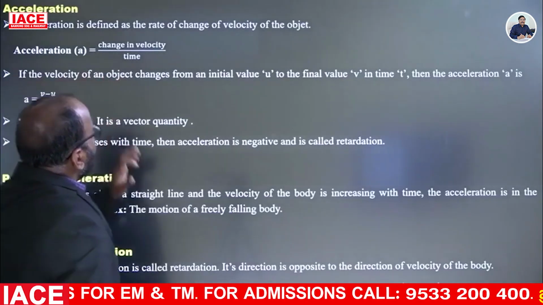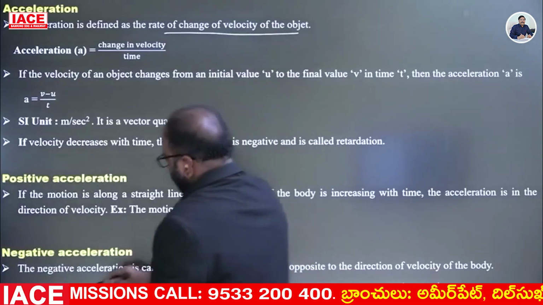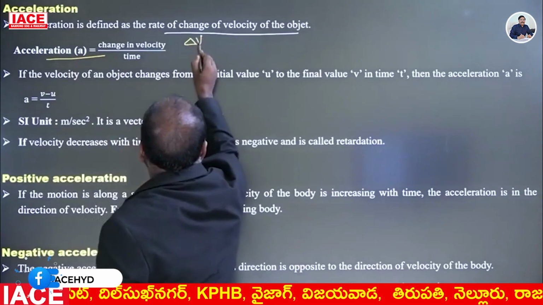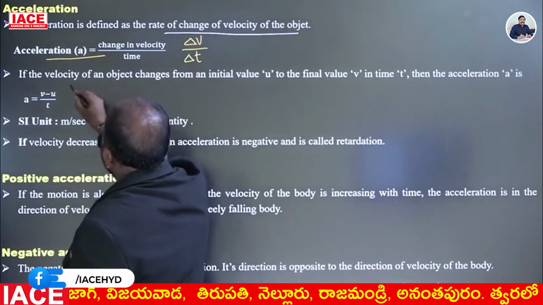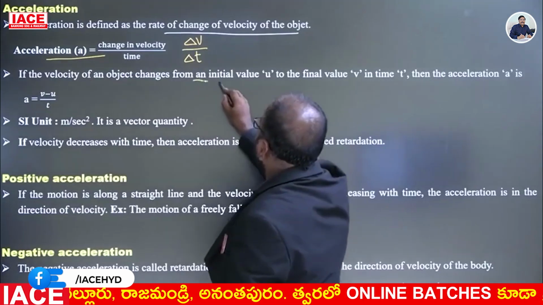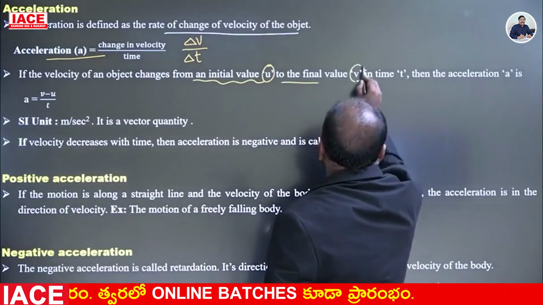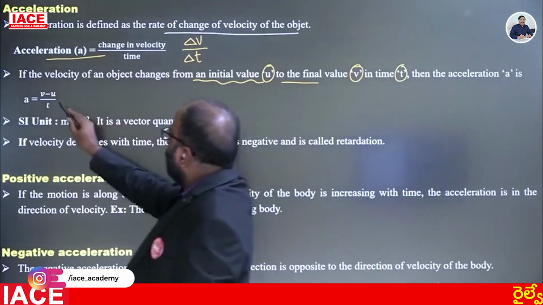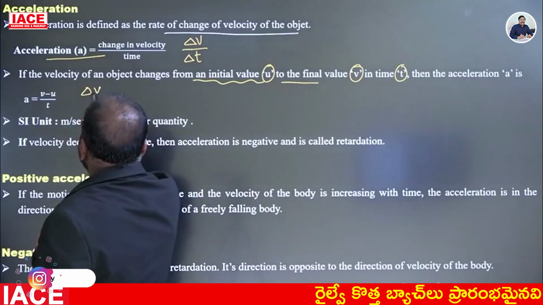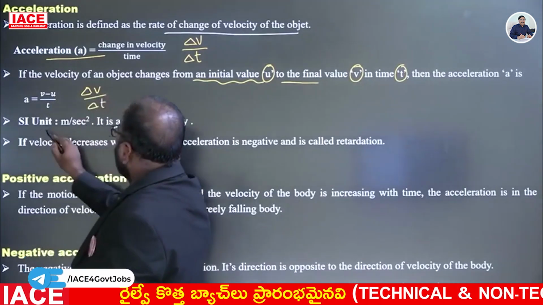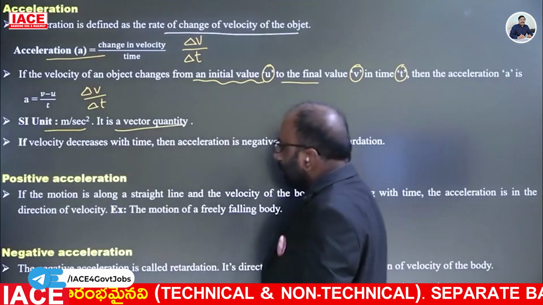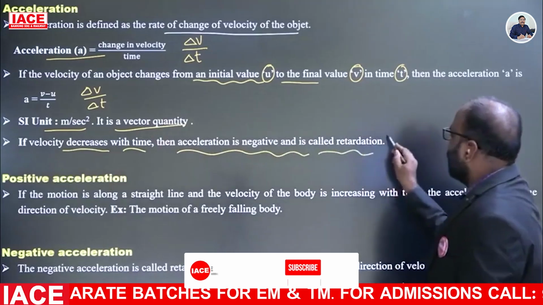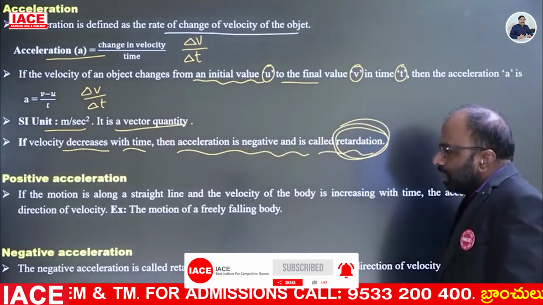Acceleration is defined as the rate of change of velocity of the object. Acceleration is equal to change in velocity by time. If the velocity of an object changes from an initial value u to the final value v in time t, then the acceleration a is equal to (v minus u) by t. It is also expressed like this: del v by del t. SI unit is meter per second square. It is a vector quantity. If velocity decreases with time, then acceleration is negative and is called retardation.